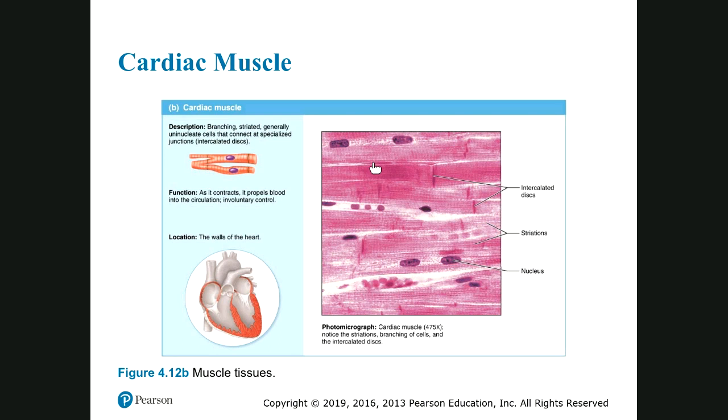Cardiac muscle cells also are branched. The cells fit together tightly at unique junctions called intercalated discs. This is a unique feature of cardiac muscle only. Here you can see the branching. You can see that we don't have continuous sheets of muscle cells. And generally, cardiac muscle cells only have one or two nuclei.